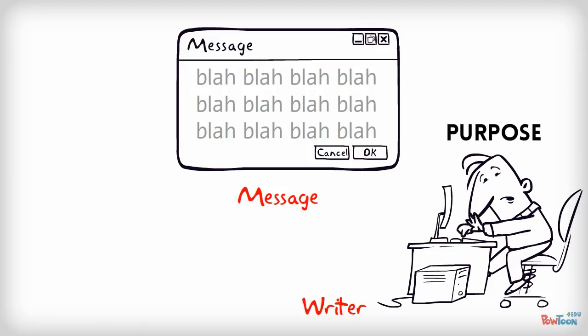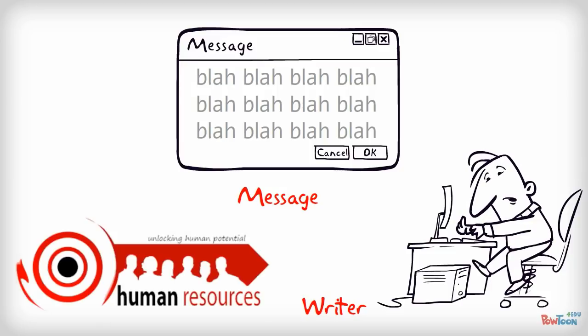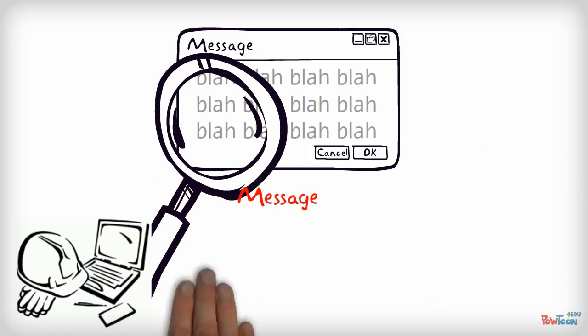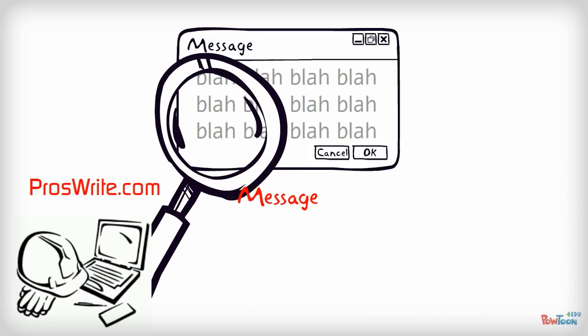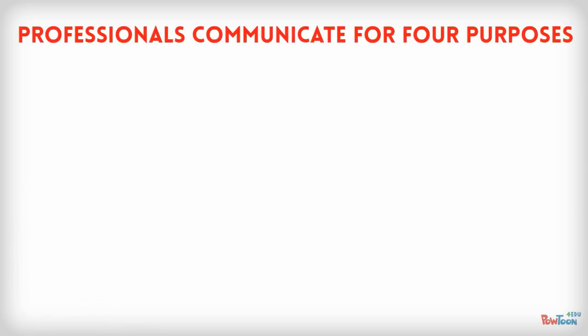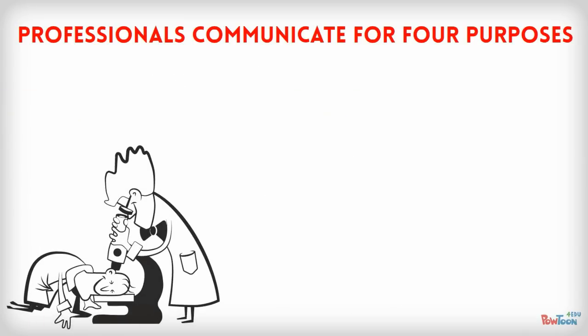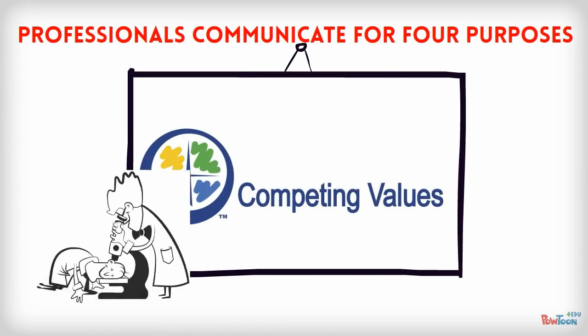We'll think about purpose while examining brief samples a human resource manager might deliver. Eventually, we'll focus on an email update written by a project manager. If you want to read that entire document, you'll need to view or download it at proswrite.com. To understand the purposes for writing at work, I'm introducing you to a model developed by a management researcher named Quinn. It's called the Competing Values Model.